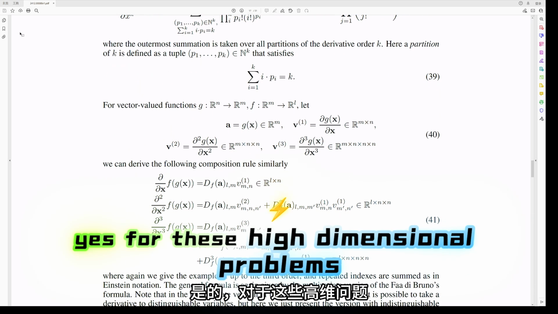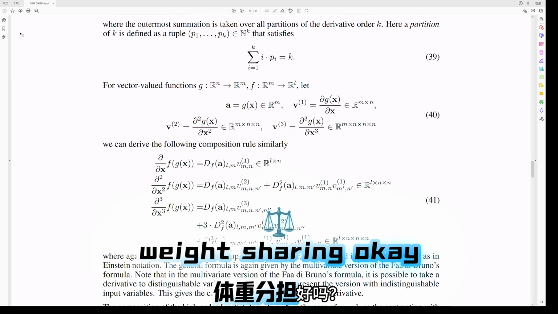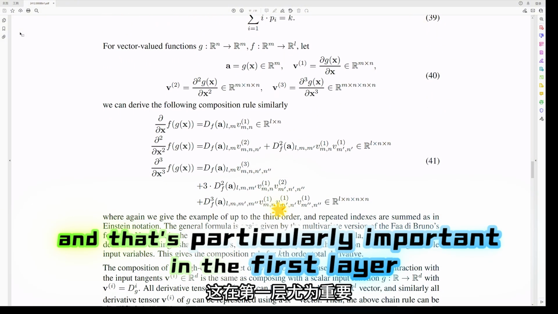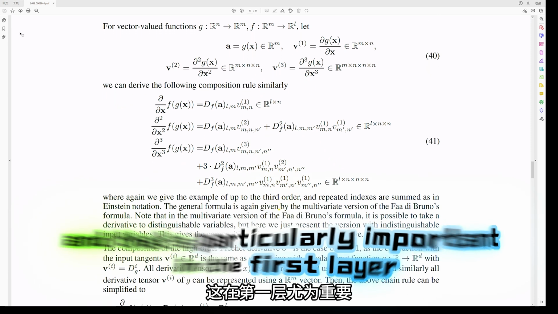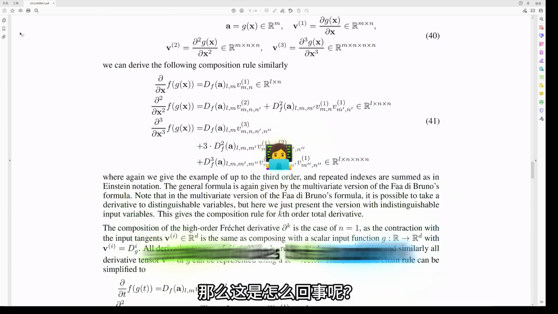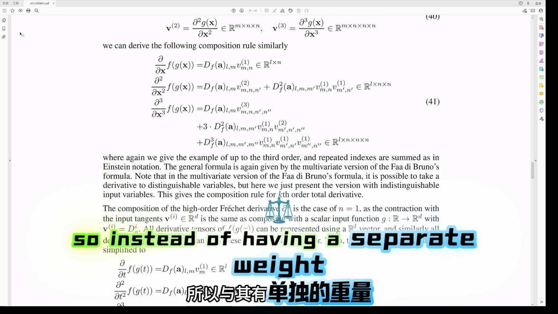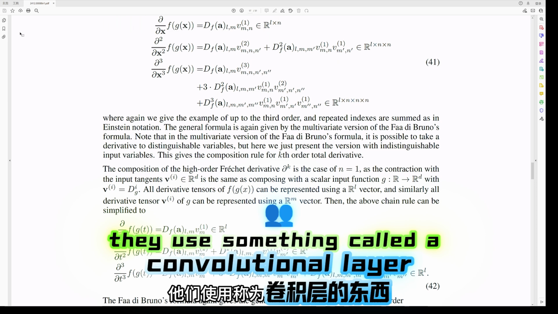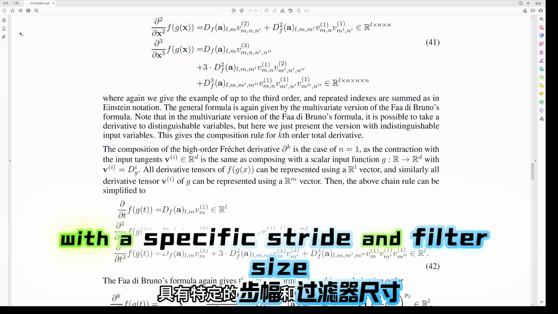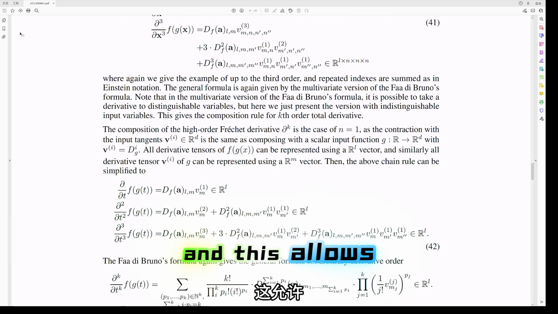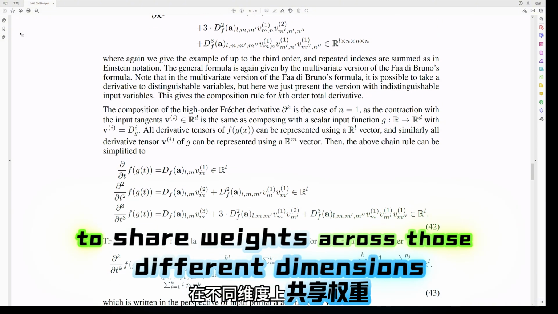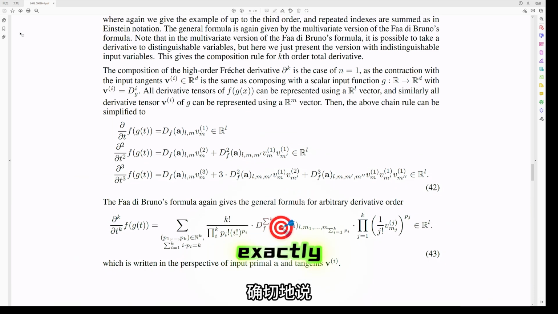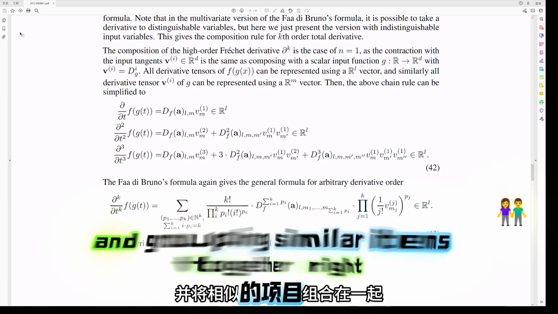Now, the paper mentioned something about reducing memory requirements for these high-dimensional problems. Yes, that's called weight sharing. Weight sharing, okay. It's a way to reduce the number of parameters in the neural network. That's particularly important in the first layer because that's where the bottleneck is for memory. So how did that work? Instead of having a separate weight for each input dimension in that first layer, they use a convolutional layer with a specific stride and filter size. This allows them to share weights across those different dimensions. So it's like we're being very efficient with our packing and grouping similar items together. Right. Did they test this?